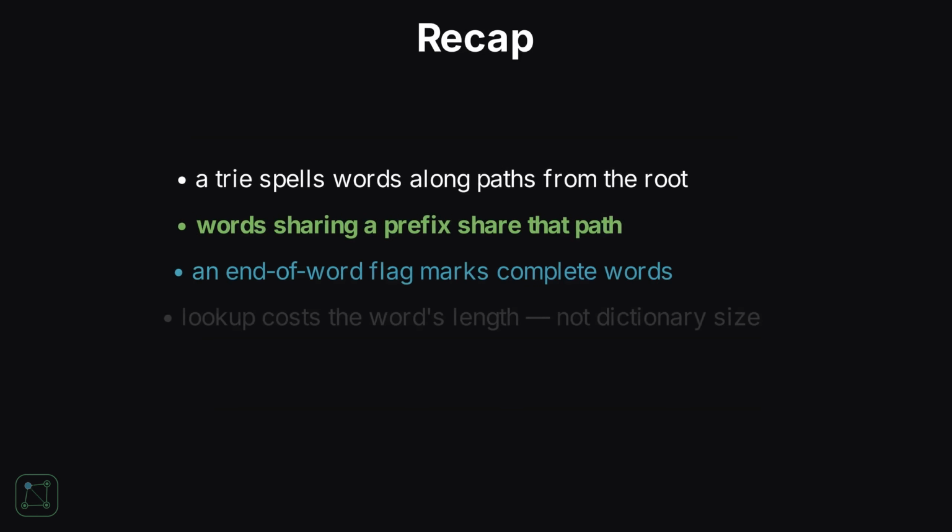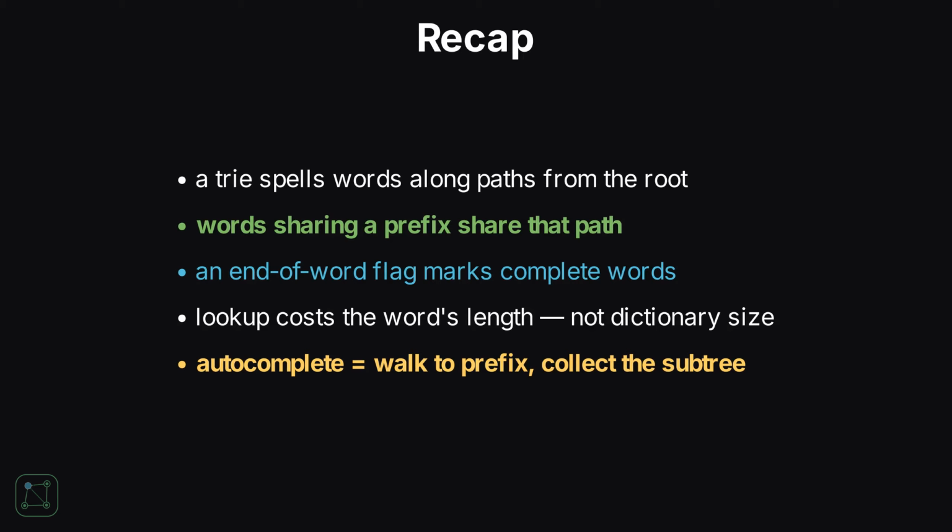Recap. A trie spells words along paths from a root, and words sharing a prefix share that path. An end-of-word flag marks complete words. Lookups cost only the word's length, no matter how big the dictionary. And autocomplete is just walk to the prefix node, then collect the subtree beneath it.